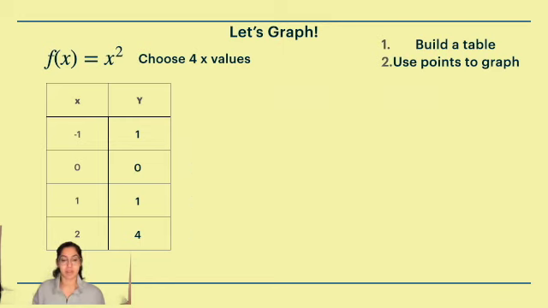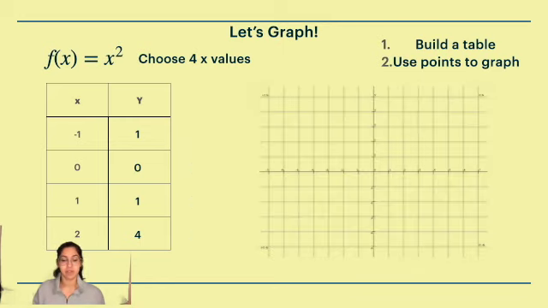So now I'm going to throw this on a graph. So here's our graph. We're going to put a point at (-1, 1), (0, 0), (1, 1), (2, 4). And then we're just going to connect them. And we put arrows at the end because these are extending onwards, like they're just going on forever and ever.